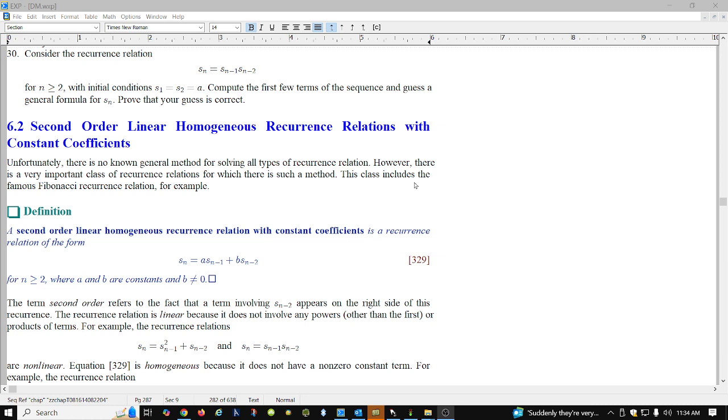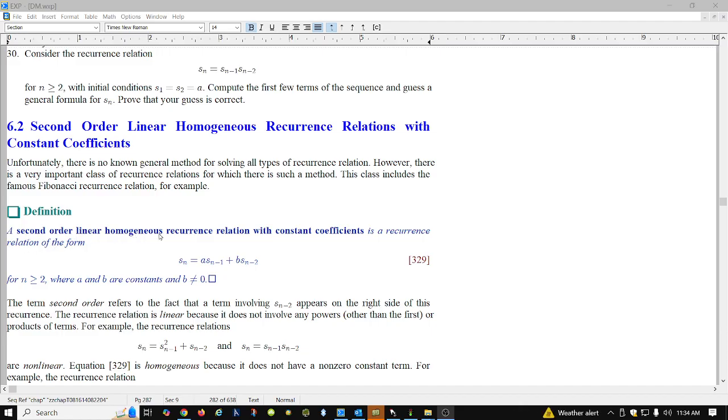Unfortunately, there's no general method for solving all types of recurrence relations. But there are some important classes of recurrence relations for which methods are known. And the class we're going to discuss right now is second order linear homogeneous recurrence relations with constant coefficients. That includes the Fibonacci recurrence relation that we looked at earlier. So here's the formal definition.